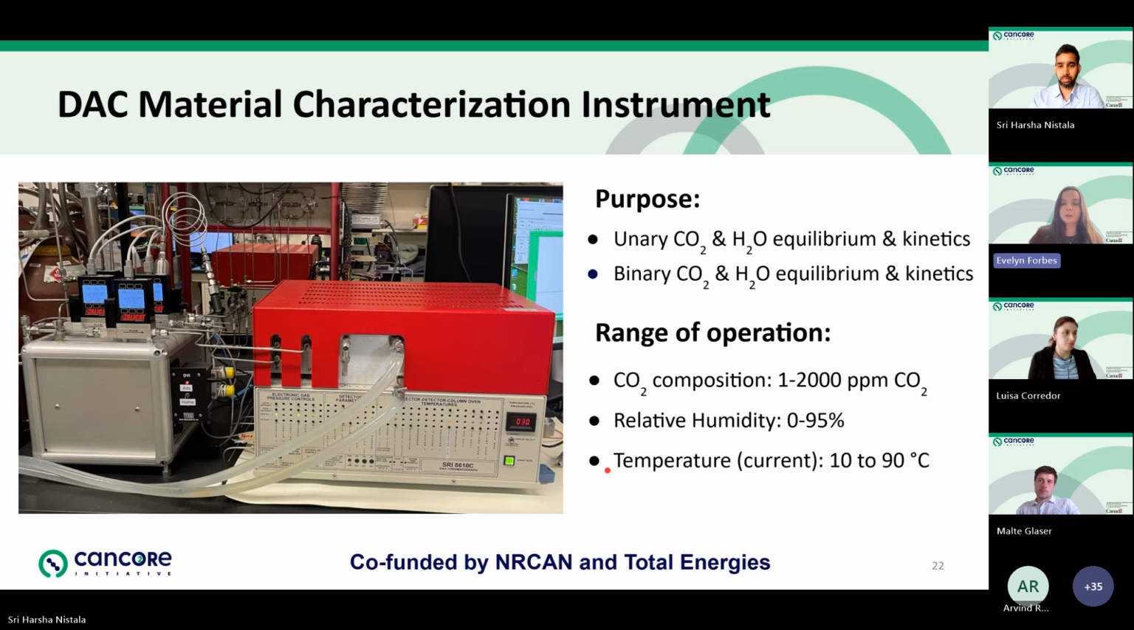And then, for this project, a microscale dynamic column breakthrough system was built to measure both the unary and binary carbon dioxide and water equilibrium loadings, as well as kinetics. And its operation range is between 1 and 2,000 ppm of CO2 and a relative humidity between 0 and 95% at temperatures between 10 to 90 degrees C. This instrument was co-funded by NRCan and Total Energies, and I would like to give a special thanks to Jim Sawada for facilitating this instrument being built.